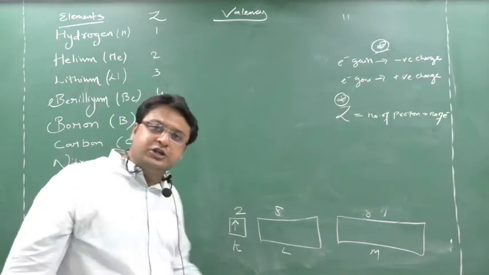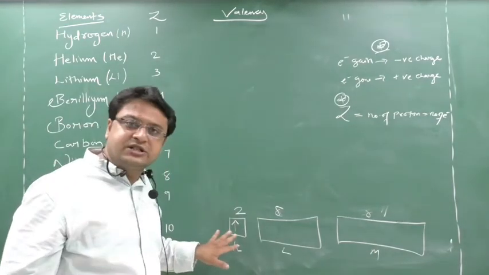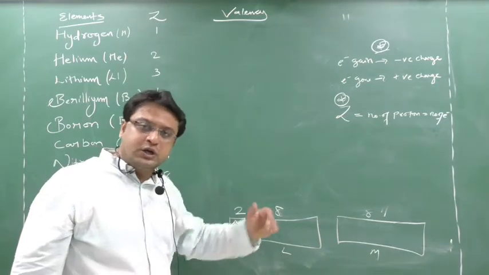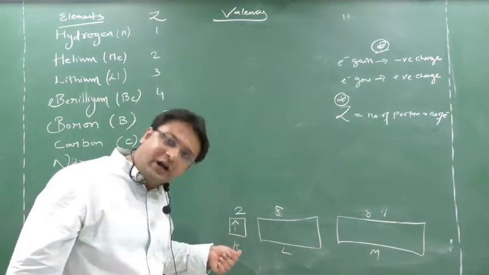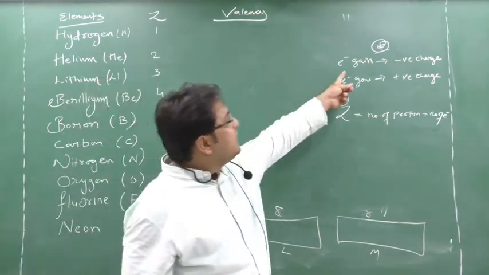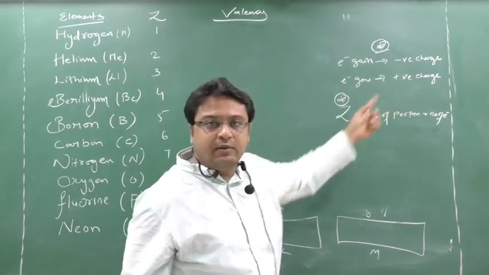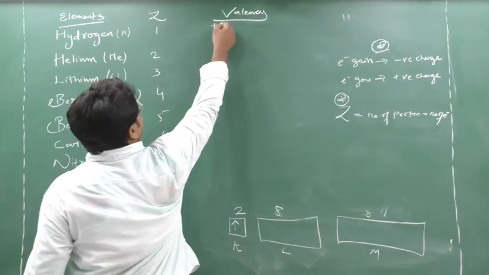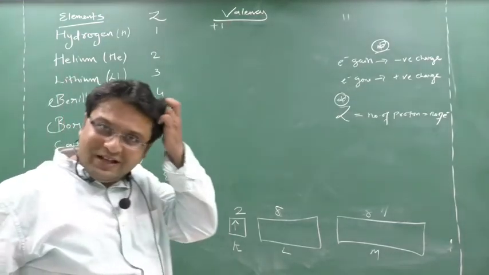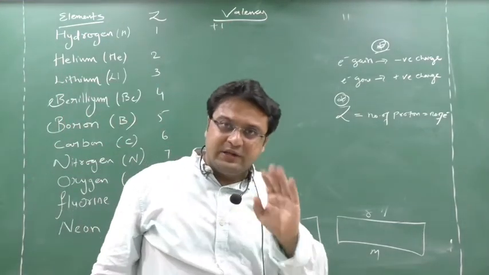So if hydrogen goes, if hydrogen doesn't stay in the room, how many electrons will go? 1 electron will go. And 1 electron gone, with what charge will it come? So positive 1 charge will be the valency. Yes or no? Positive 1 charge will be the valency.